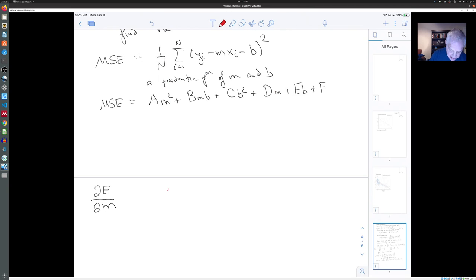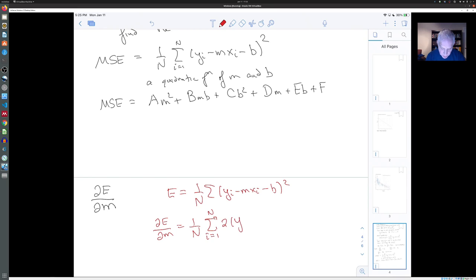Since E is 1 over n sum of (yi minus m xi minus b) squared, the partial derivative of E with respect to m is 1 over n. The derivative of a sum is just the sum of the derivatives, so we take the derivative of each term. Each term is a square, so we have 2 times (yi minus m xi minus b). But then we have to use the chain rule, and we have to pull out the coefficient of m, which is minus xi.